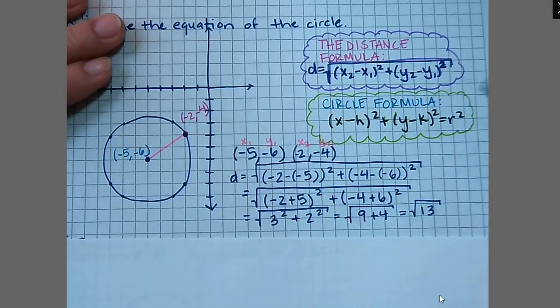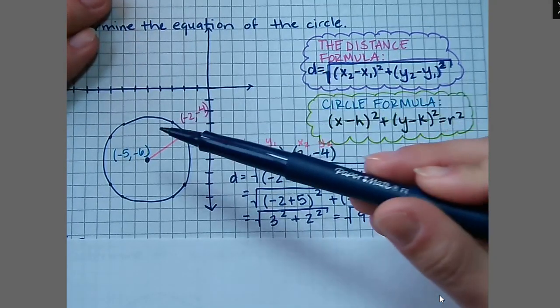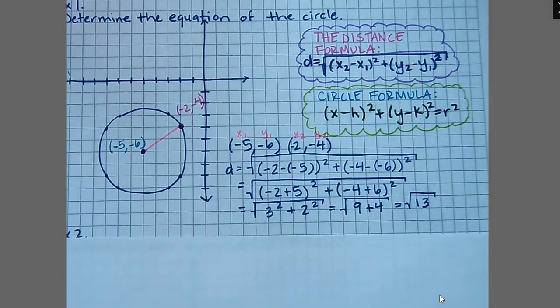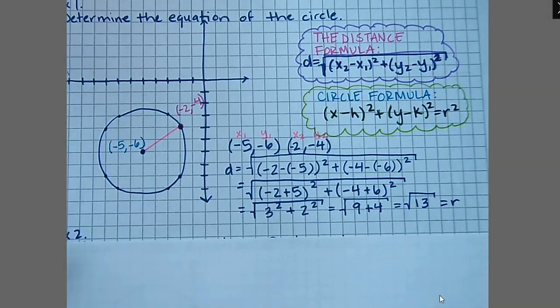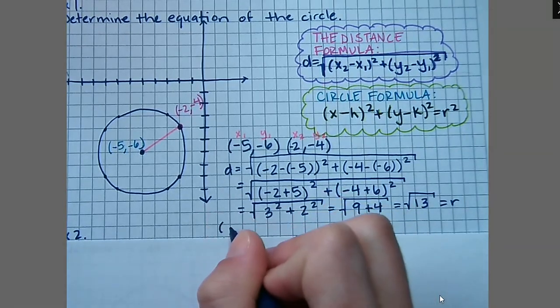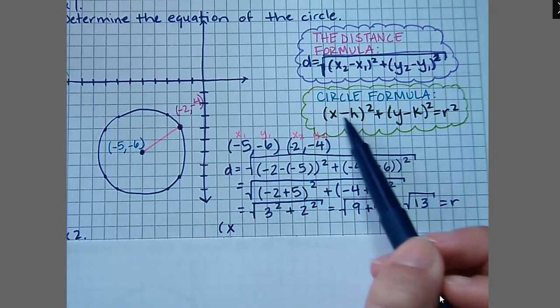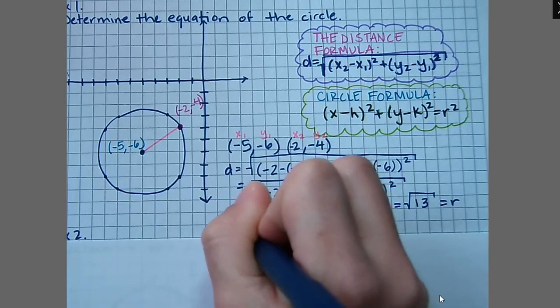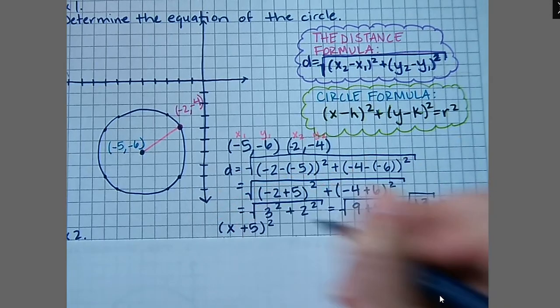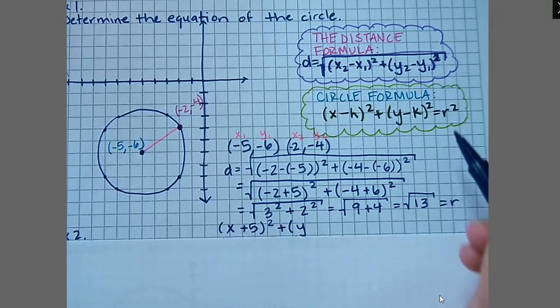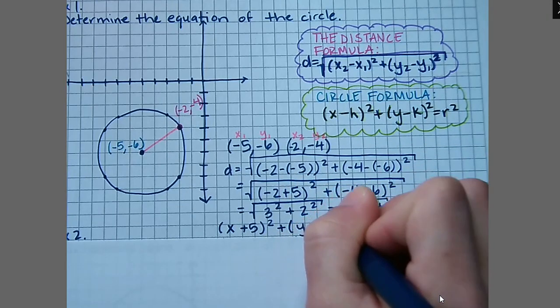Okay, now that we know our radius and we have our center h, k, which is -5, -6, we can just plug it straight into our circle formula. Okay, so now that we have our radius, we're just going to plug this straight in. So we're going to have x, and then we're going to use the opposite of this first point here. So see how this is -5? This is now going to change to x plus 5 squared. So using this formula up here, then plus y, and then opposite of this. So this was -6, now it's going to become +6. So y plus 6 squared.